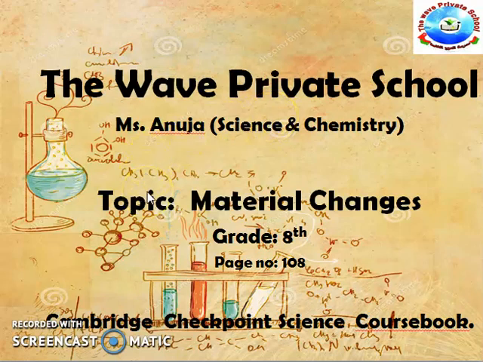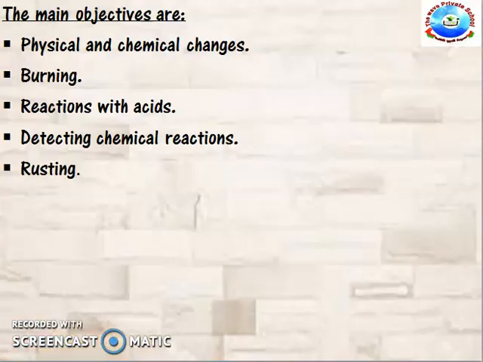Today we are going to learn the topic material changes. This topic is for grade 8 and you will find it on page number 108 of the Cambridge Checkpoint Science Coursebook. Let us proceed with the chapter. The main objectives for this chapter are physical and chemical changes, burning, reaction with acid, detecting chemical reaction, and rusting.